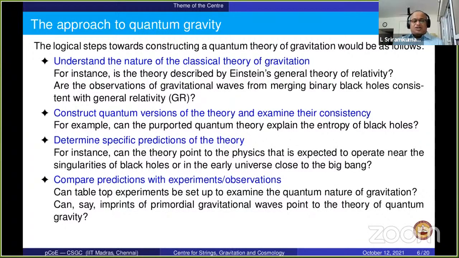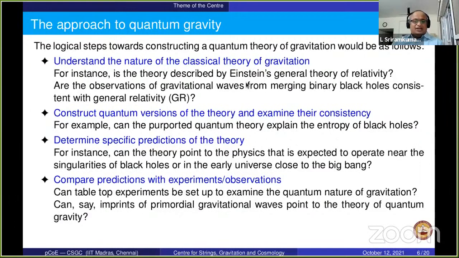The next step is somewhat abstract or mathematical in nature. As I said, we are not able to construct a satisfactory quantum theory of gravitation, so one can do the following: construct quantum versions and check whether they are consistent in some manner. For example, as I will describe a couple of slides later, black holes, which you may have heard of, carry something known as the Bekenstein-Hawking entropy. And there is an effort to understand whether this entropy of black holes can be explained by these purported quantum versions of a classical theory of gravitation.